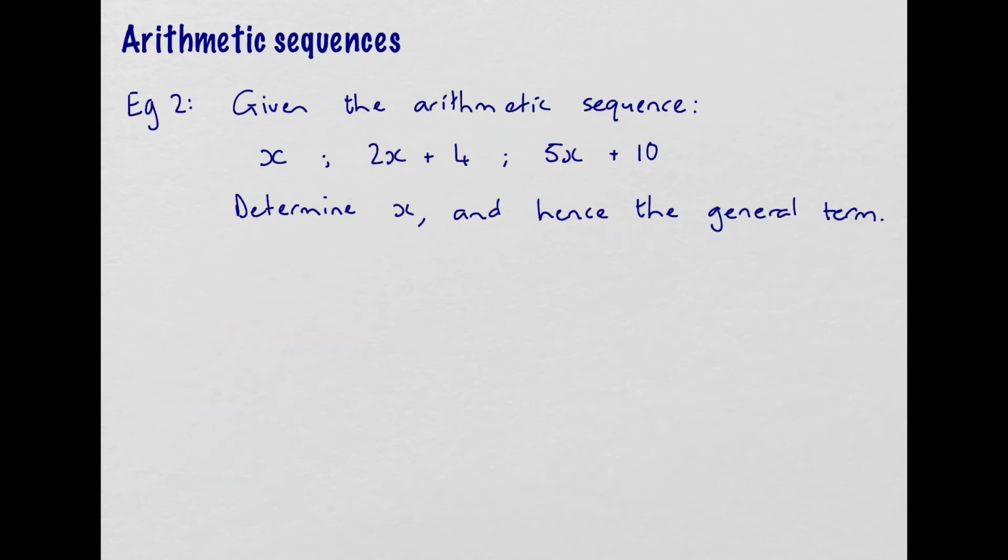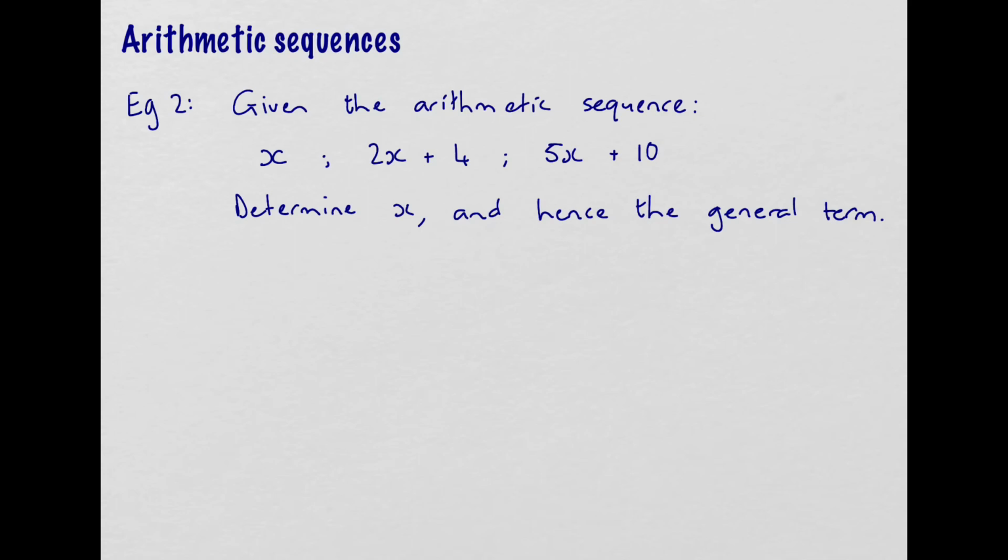Right, example 2. Given the arithmetic sequence x, 2x plus 4, and 5x plus 10, determine x and hence the general term. Now here they've told us that it's arithmetic, and that's because there's a variable. The moment there's a variable, we need to know what the relationship between the terms of the sequence is before we can work with it, because we don't know what that variable is.